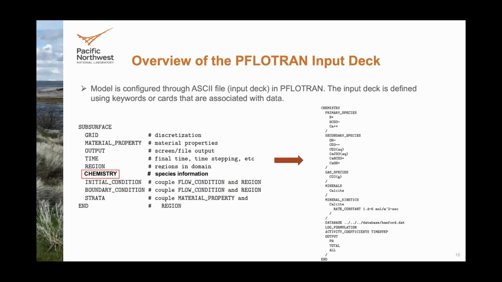And for the keyword database, we need to provide the path for the database. Flotran has a very complete database, named Hanford.dat. It has many commonly seen minerals defined in that database file. It also contains commonly seen primary species, secondary species, gaseous species, and the equilibrium constants for those minerals. If you have new minerals, you can modify the database to add them into Flotran.